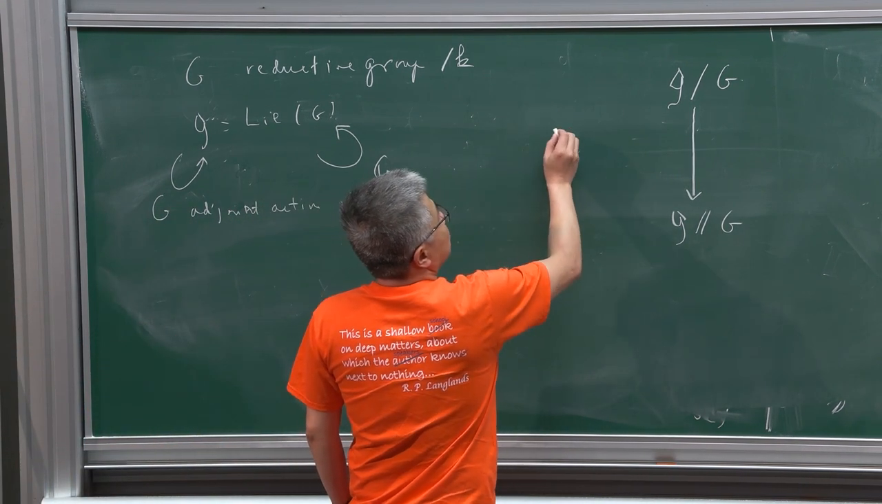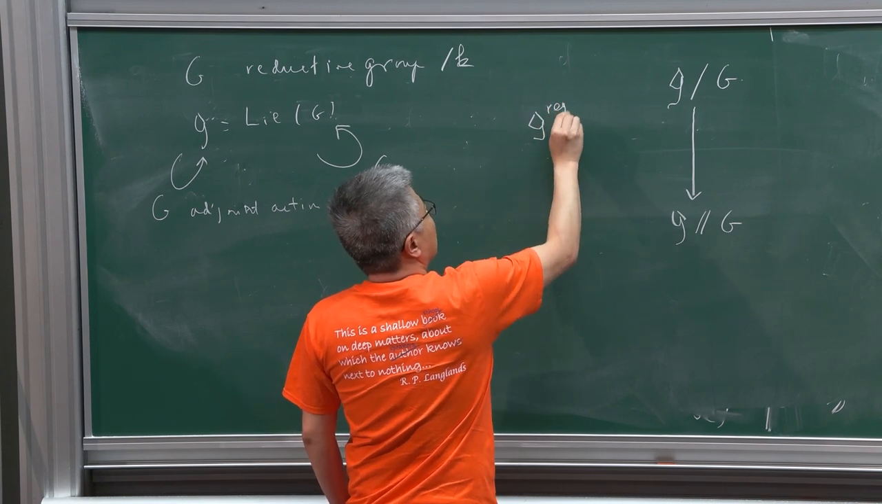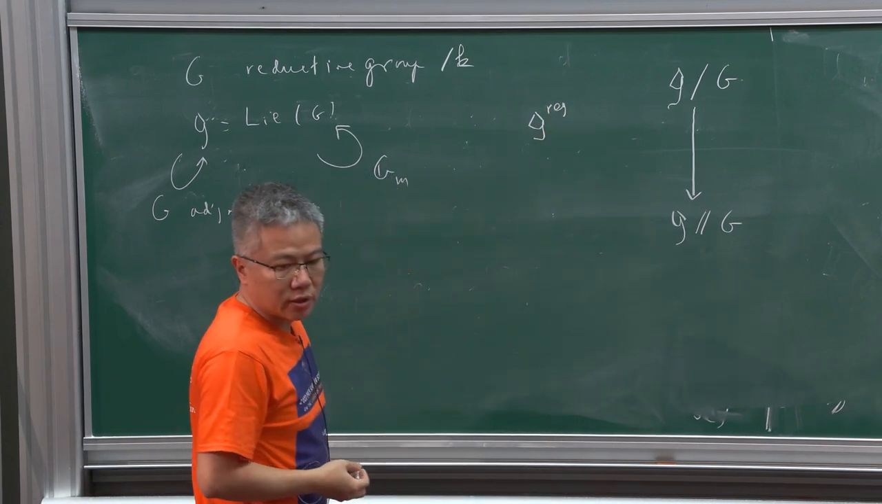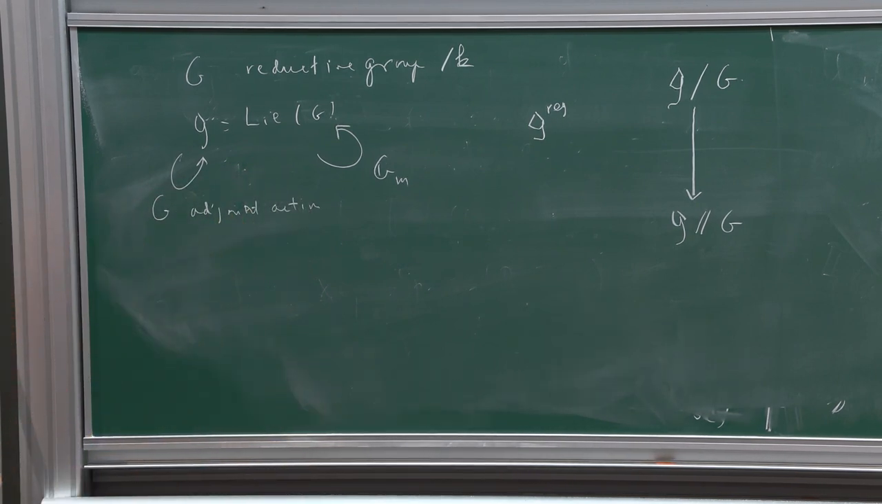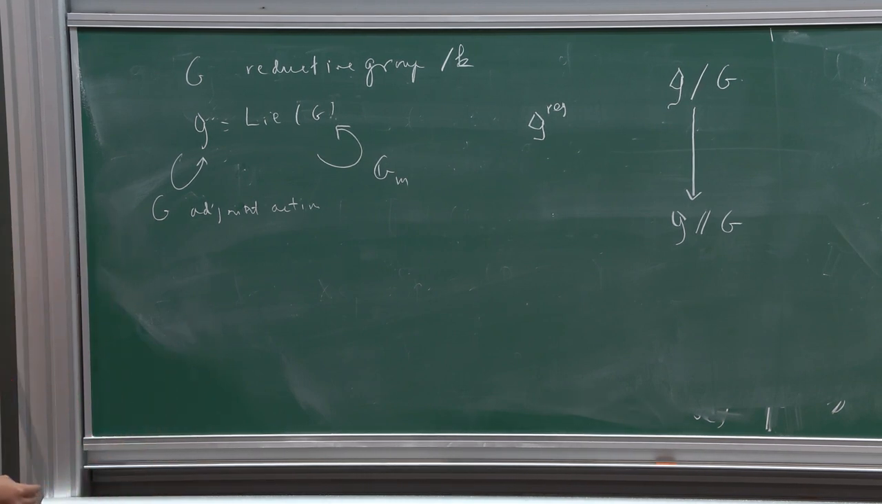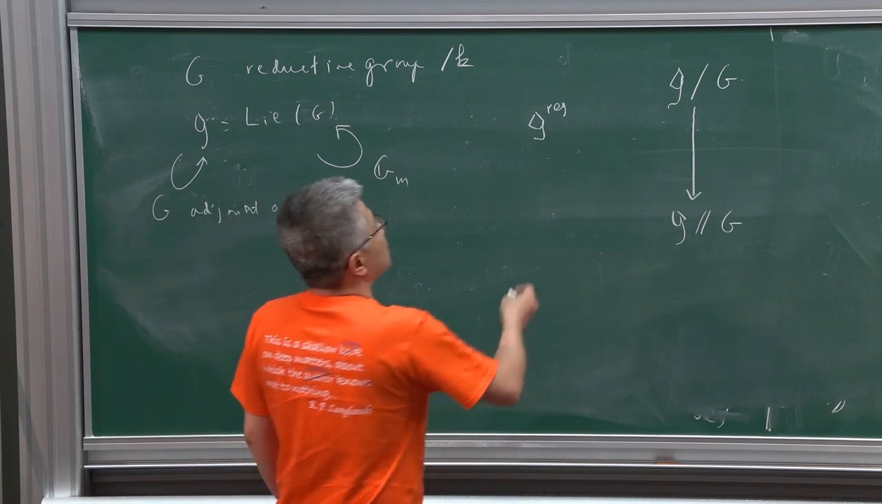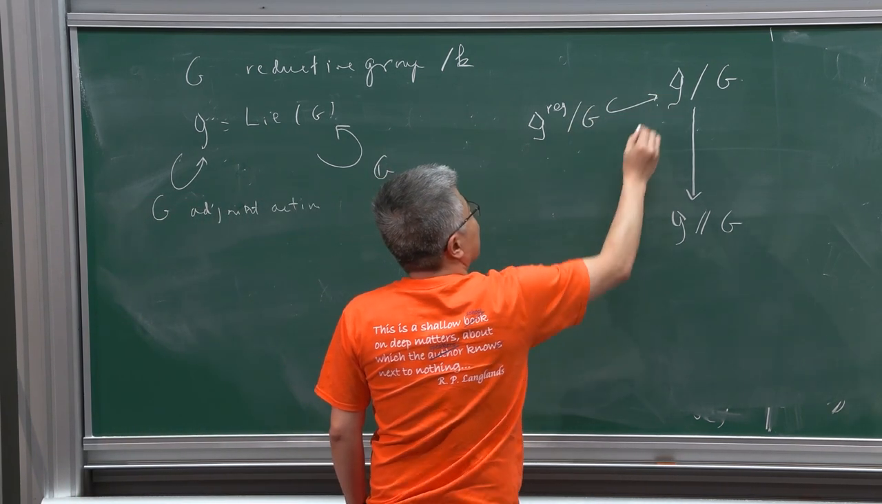All right, and one of the main tools in this: you have the open subset g^reg of g, which consists of regular elements, which are elements whose centralizers have the same dimension as the rank of the group. Or in other words, the adjoint orbit has maximum dimension, right? And so we have this open embedding.